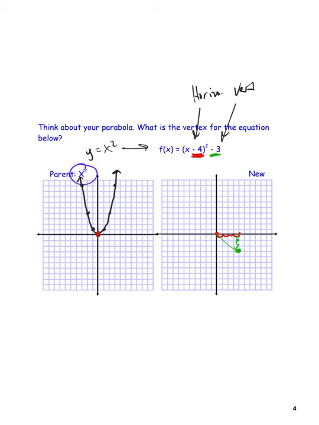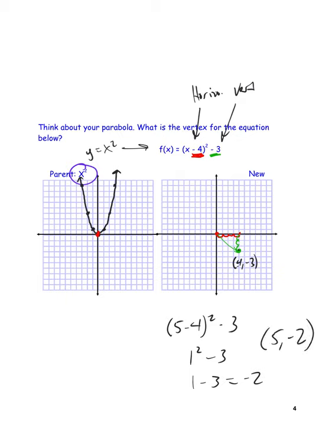Okay, so you can see this point right here is at the point 4, -3. Okay, so if we put 5 into our equation, it would be 5 minus 4 squared and then minus 3. So that would be 1 squared minus 3, which is 1 minus 3, which is -2. So that means that we would have the coordinate 5, -2. Again, this is just me putting 5 in for x. So the point 5, -2 is right here.